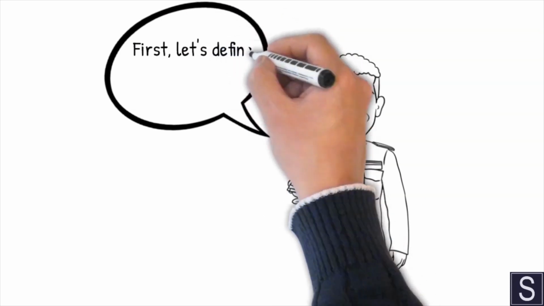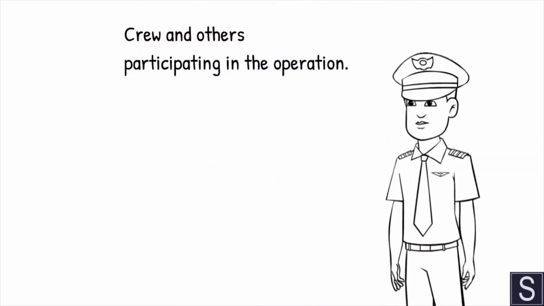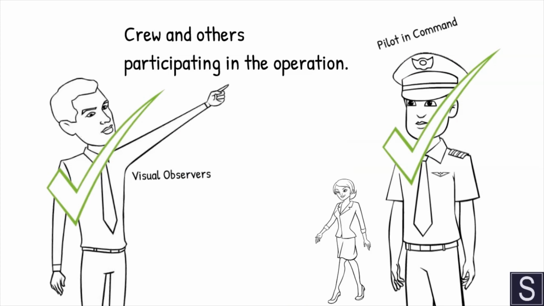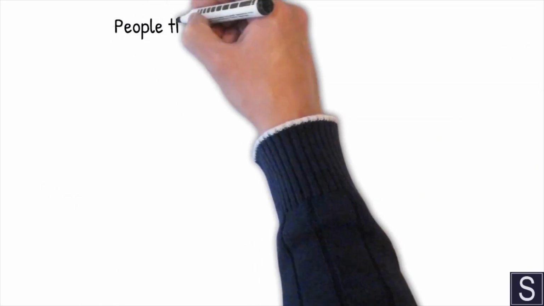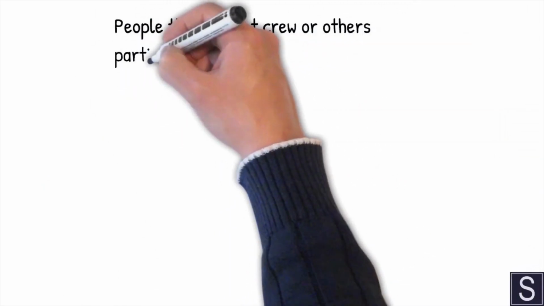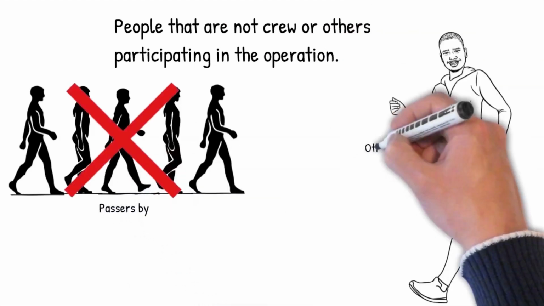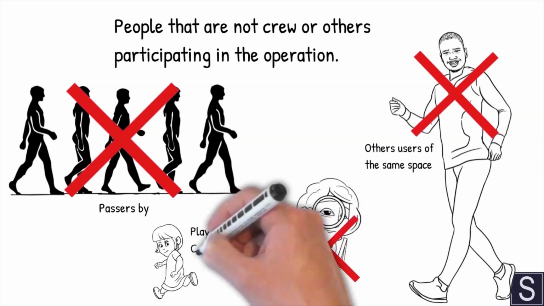First, let's define people. They can be crew, others, and participants who have been briefed. Pilot in command, check. Visual observers, check. Models, check. Actors and technical crew, check. People that are not crew or others not participating in the operation are not allowed, or subject to paragraph 901.69, depending on your manufacturer's safety assurance.